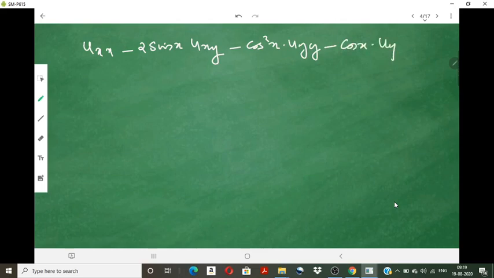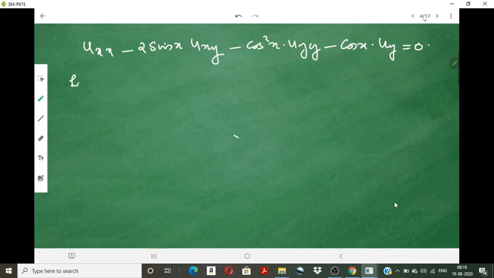That is u_xx minus 2 sin x into u_xy minus cos squared x into u_yy minus cos x into u_y equal to 0. Now, first of all, we have to check which type of equation this is. In this lecture, we are considering the hyperbolic equation. So, this will be a hyperbolic equation.